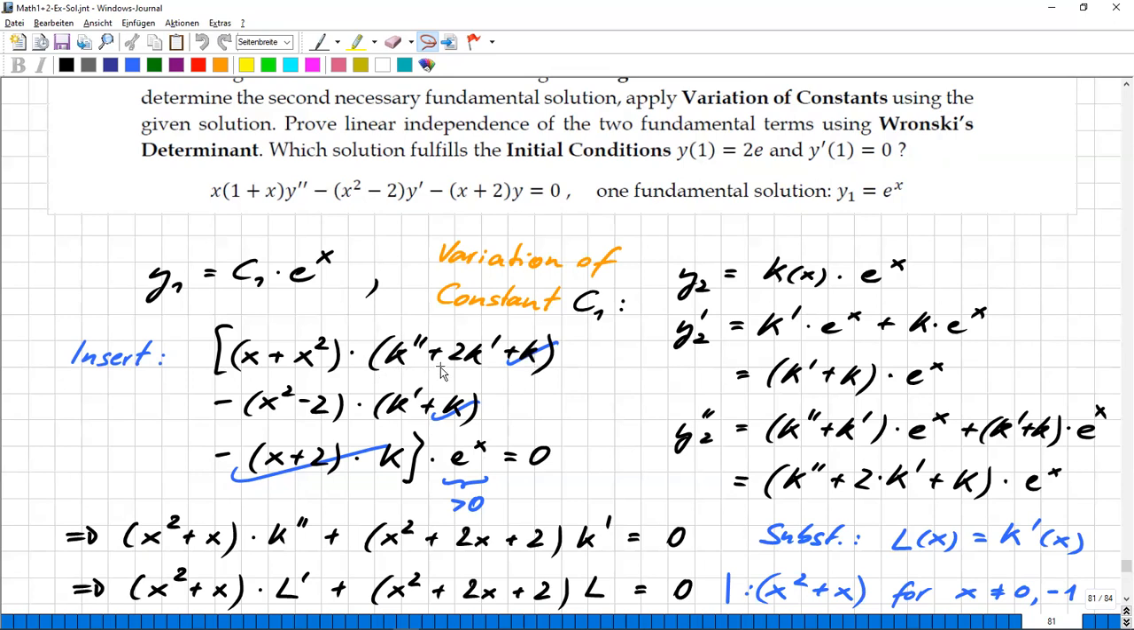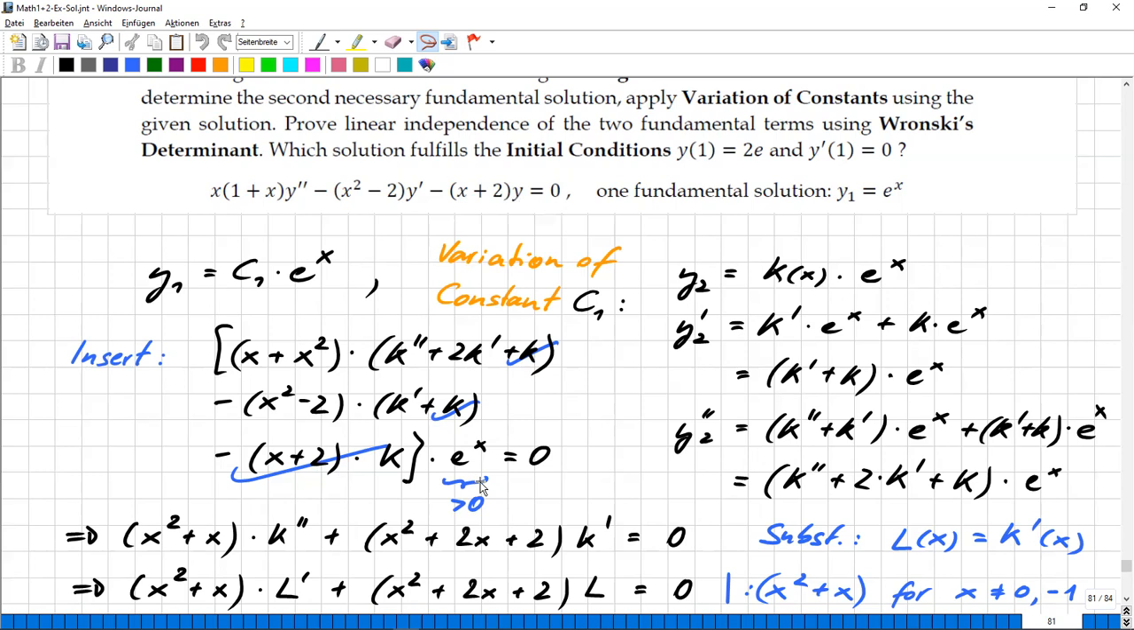This was k double prime plus 2 k prime plus k from here. Just ignore the blue color for now. Next term, minus these parentheses, x squared minus 2 times, now I take over this, k prime plus k, still times e power x, which I move to the right. And then finally, minus x plus 2 in parentheses, this time times k only, because the y, which is our unknown function by approach, is just k times e power x. E power x moved to the right. So that's all.